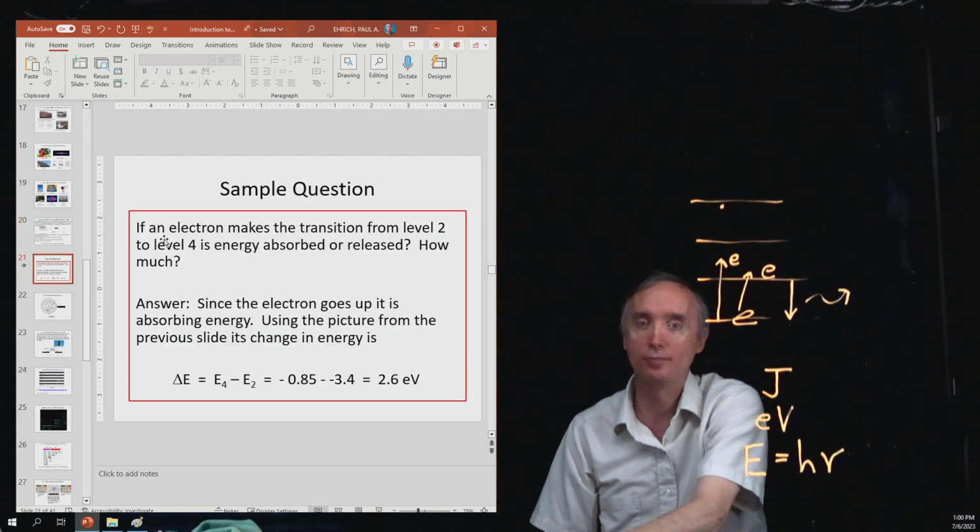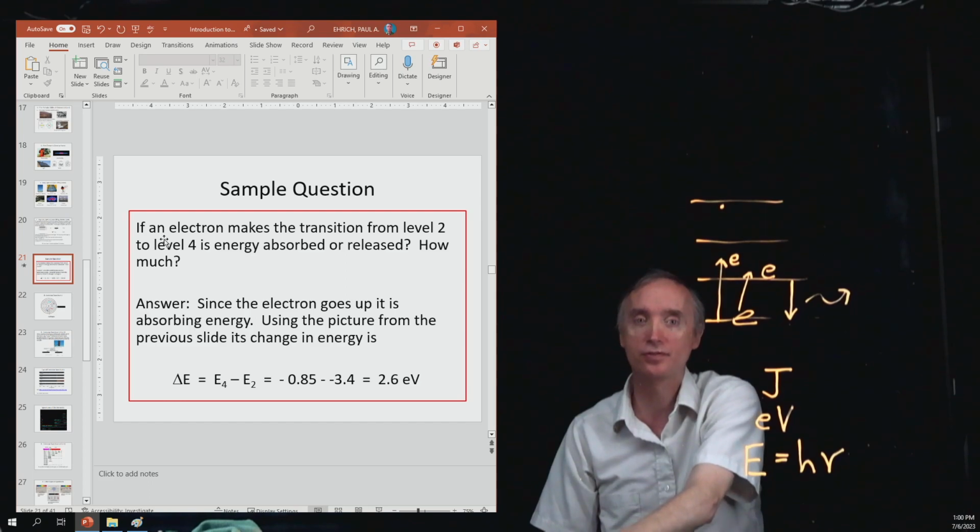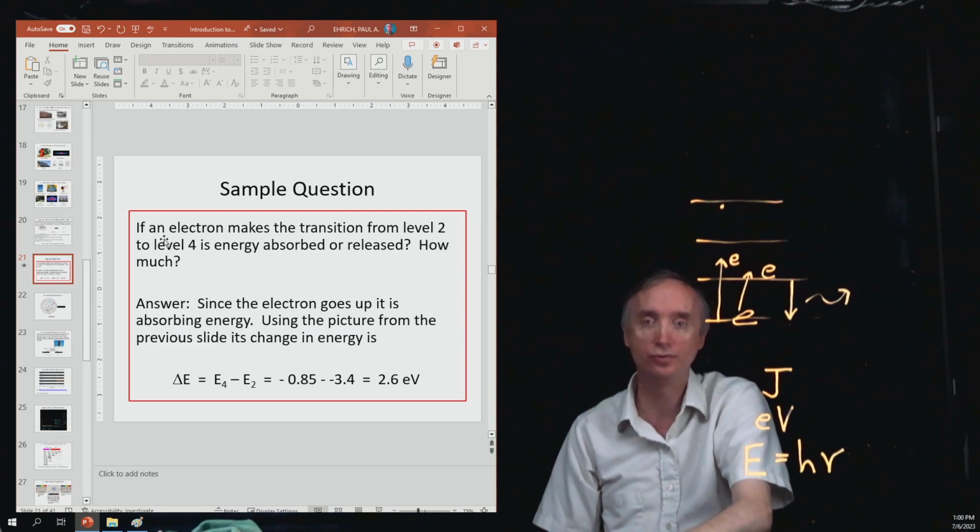Okay, so here's a sample question. An electron makes a transition from level number 2 to level number 4. Is energy being absorbed or is energy being released? And if so, how much energy?